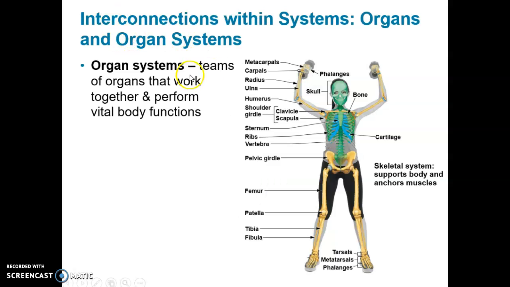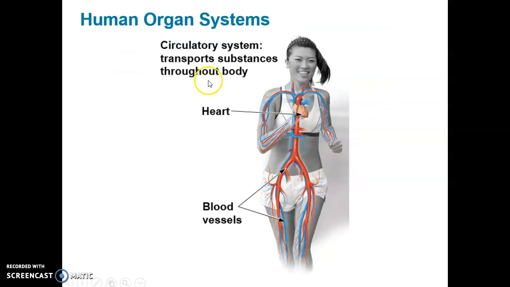So let's look at the organ systems in the body. There's the circulatory system. It's a system that's made up of organs, the heart, and the associated blood vessels. Main function, transporting substances, respiratory gases, nutrients like glucose, blood sugar, waste materials, hormones, white blood cells throughout the entire body.